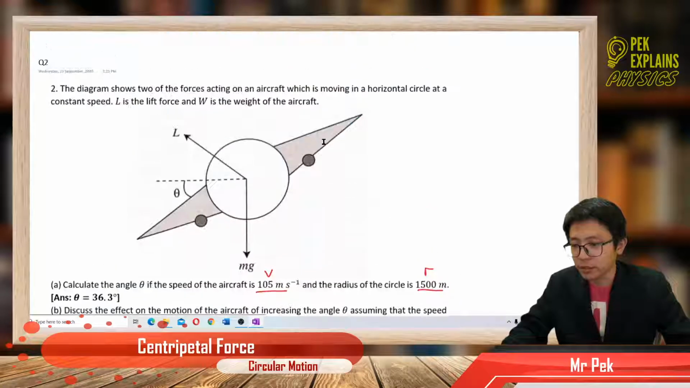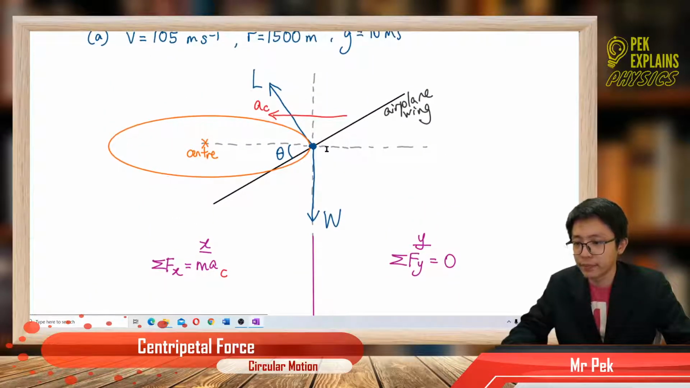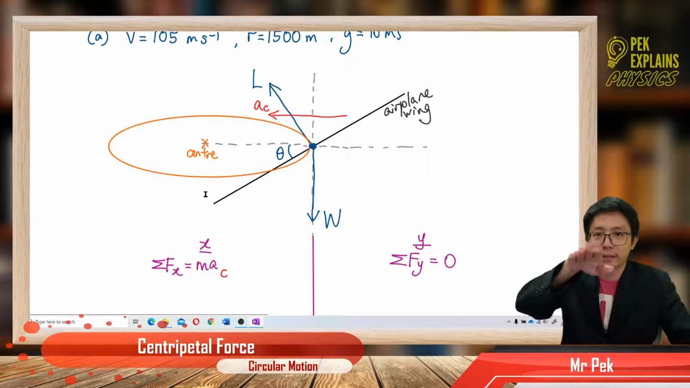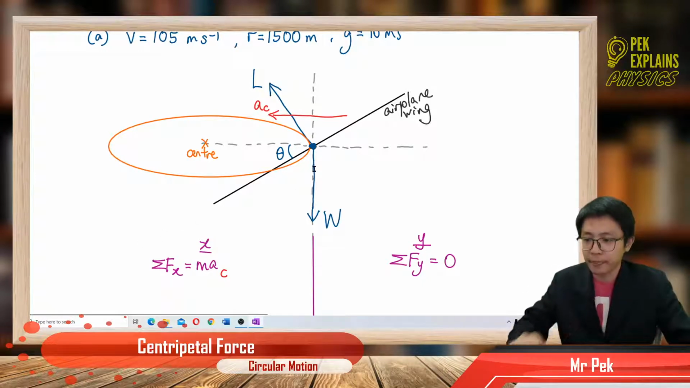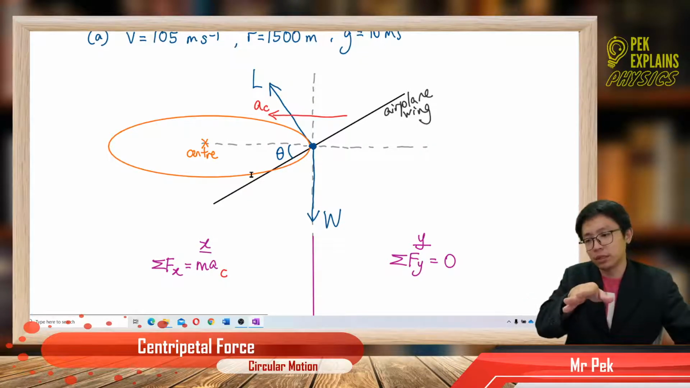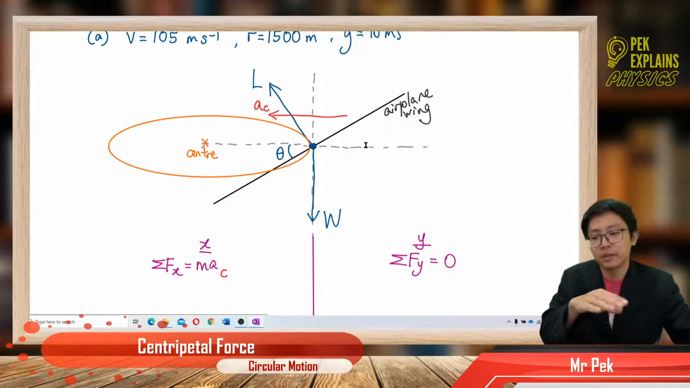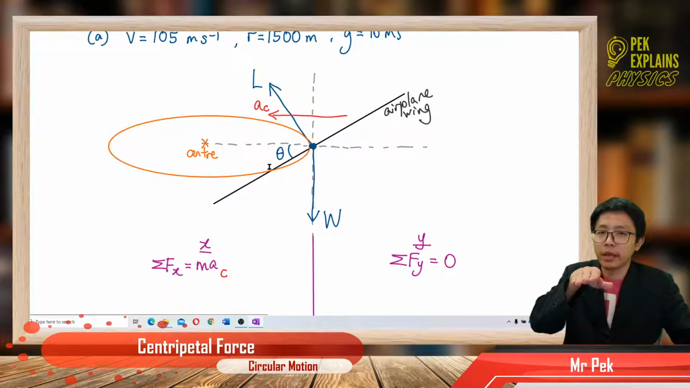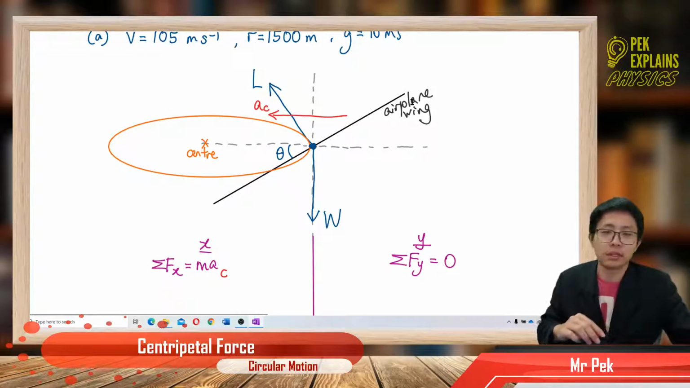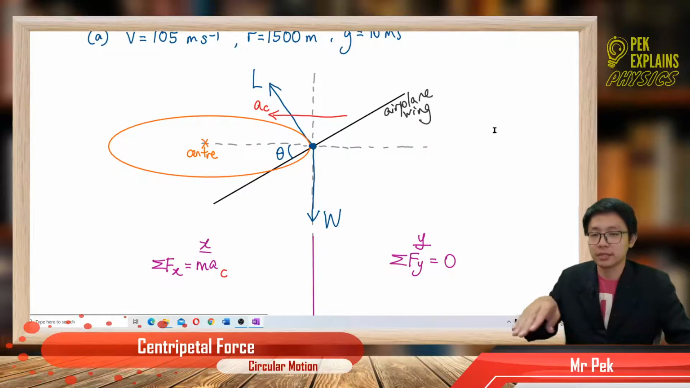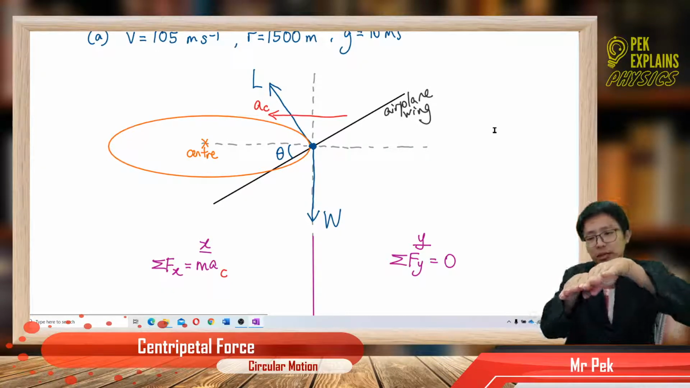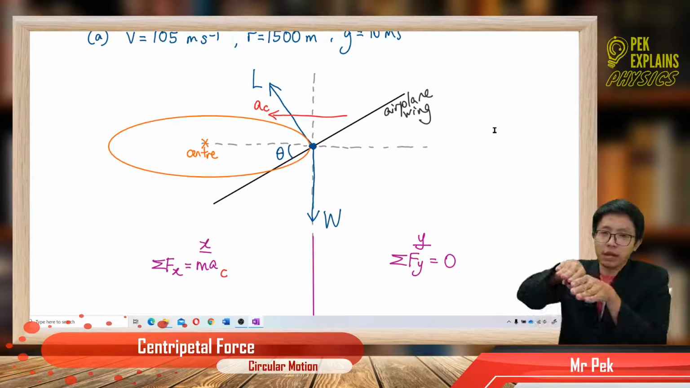Okay, so now this is the diagram. This is the airplane wing, and this is a circle he tries to make. So you see, when it's tilted to the left, it means you want to turn to the left. When the aircraft tilts to the right, you want to turn right.